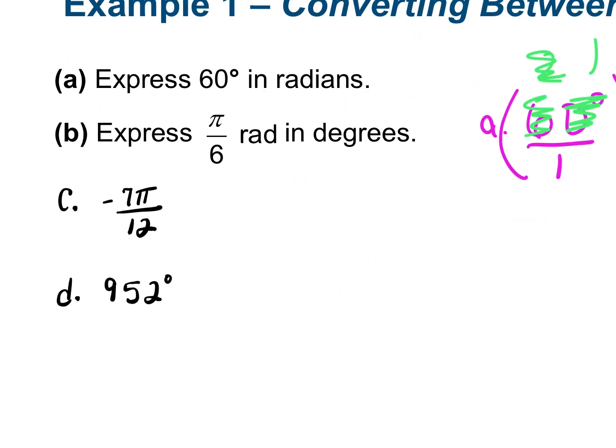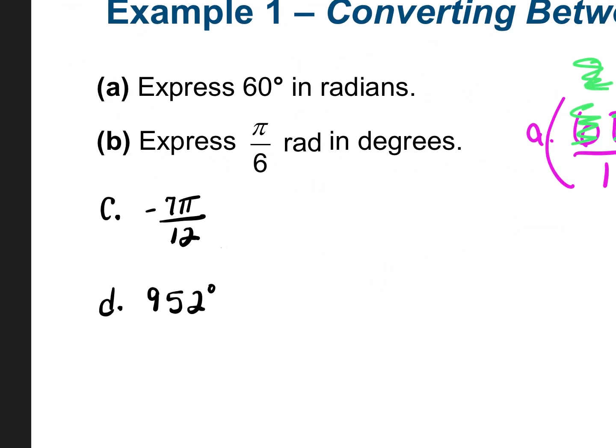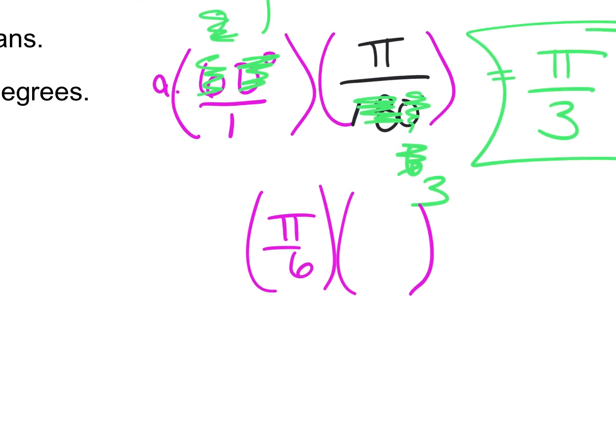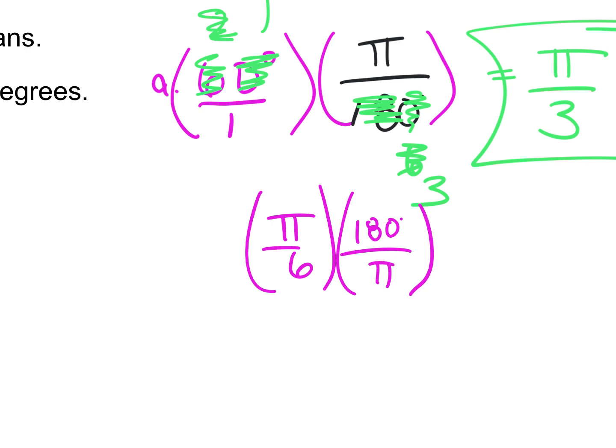So if I look at my next question, it says express pi over 6 radians in degrees. Okay, so write down what you have, pi over 6. I have pi over 6, and I want to go to degrees. So what's going to go on top? What's going to go on bottom? 180 over pi or pi over 180? 180, good. You want the 180 on the top and the pi on the bottom, because look what happens.